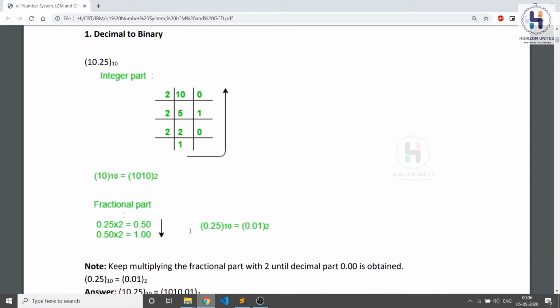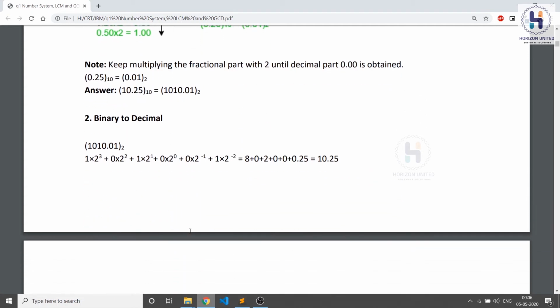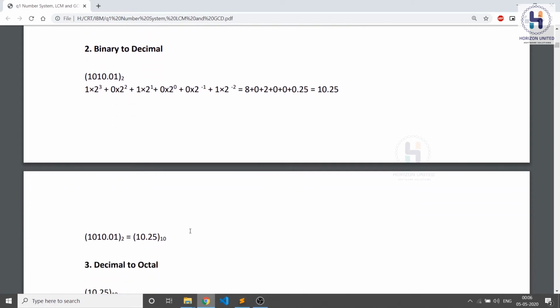Let's move on to the next one, where we're going to convert binary to decimal. Now let's take the same example. Here it is 1010.01, which is a binary number. Now we have to convert that into the decimal number.